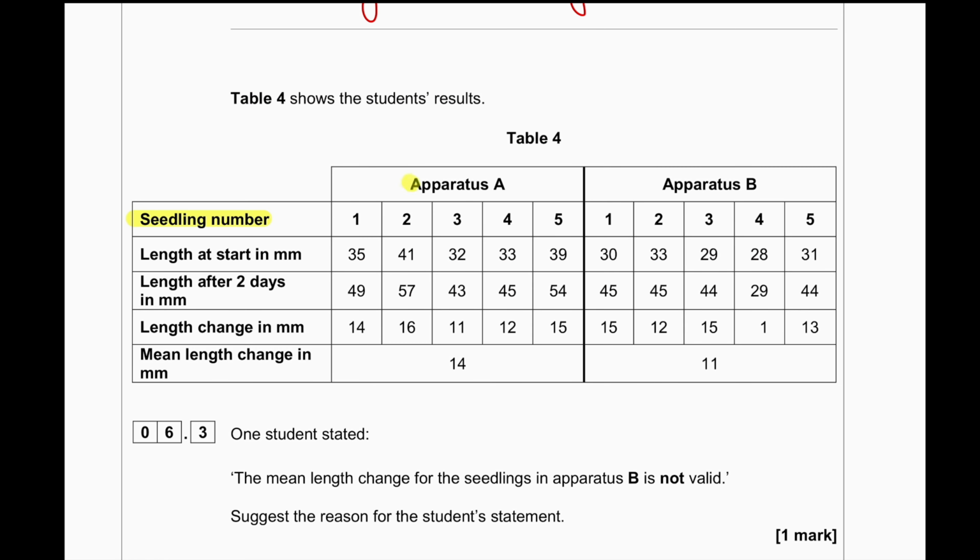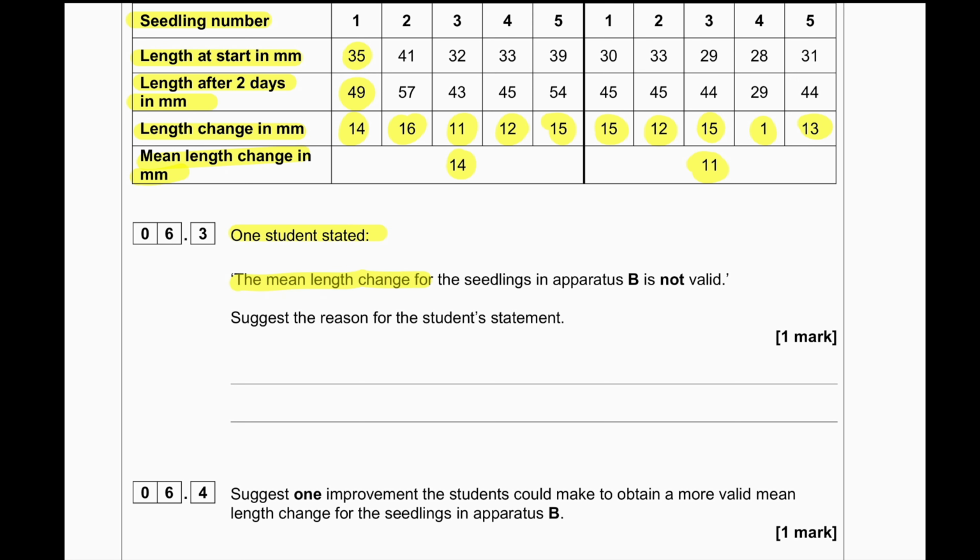Seedling number in apparatus A, length at the start in millimeters, and then length after 2 days in millimeters is 49, change in length 14, that means it has grown, and the mean length change in millimeters is 14 from all of the changes that are taking place here. The average of it is 14. In apparatus B, we can see the change in length in millimeters is 15, 12, 15, 1 and 13, and the average comes to 11. One student stated the mean length change for seedlings in apparatus B is not valid.